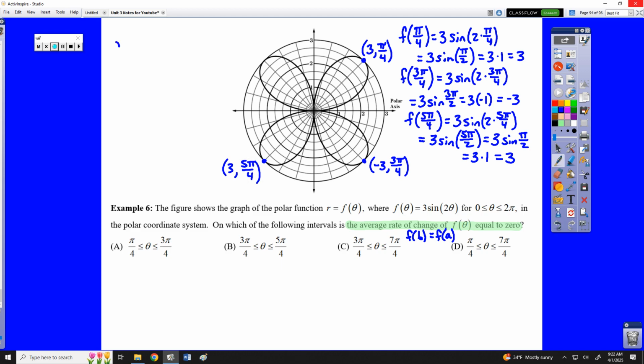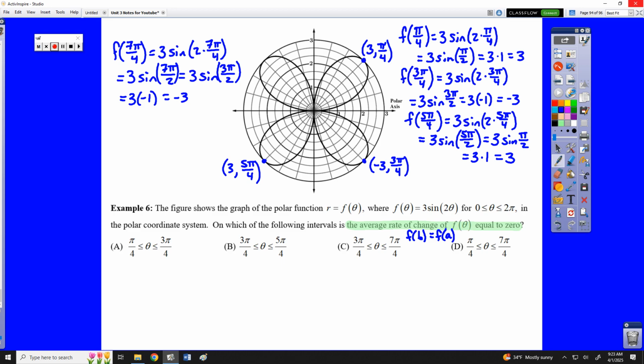And then if I do that one more time for 7 pi over 4, that's 3 times the sine of 2 times 7 pi over 4, which is 3 times the sine of 7 pi over 2, which is 3 times the sine of 3 pi over 2, because 7 pi over 2 and 3 pi over 2 are coterminal, which means again I'm looking at 3 times -1, or an output of -3. So that would be this point here, -3 at 7 pi over 4.